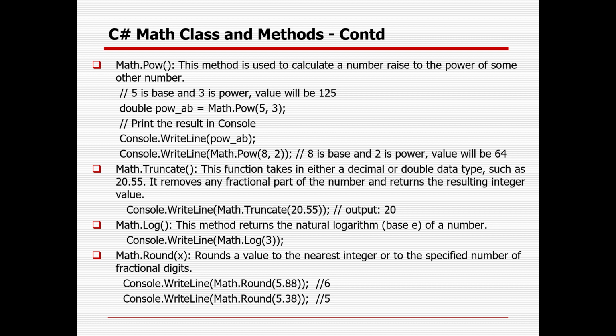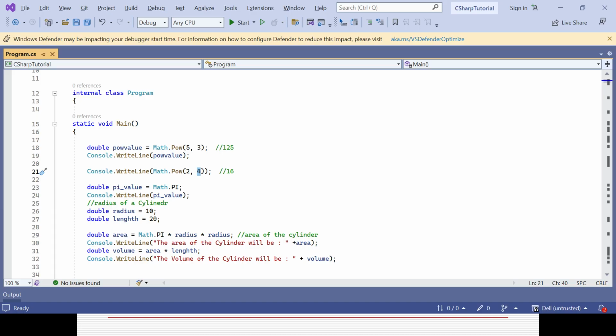Then there is another method called truncate. In case you have a decimal value, and you want to completely remove the decimal part and keep the integer part, it can be float also, you can use the truncate method. Math.Truncate takes either a decimal or double data type, such as 20.55. It removes any fractional part of the number and returns the resulting integer value. So you can call it directly in the same line.